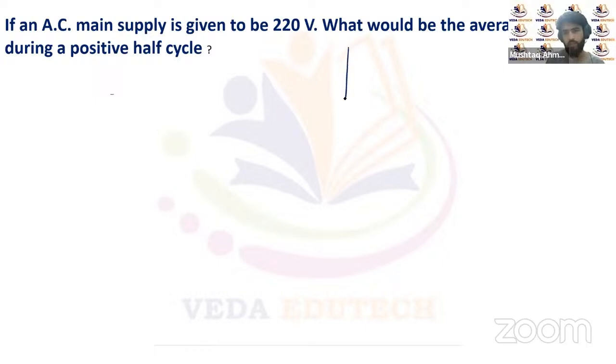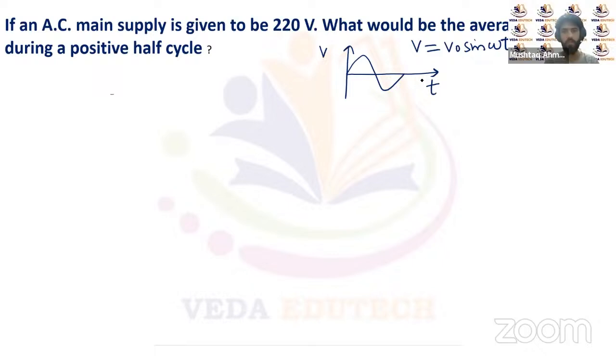Now let's suppose we have been given an alternating current or alternating voltage that's a function of time. This is how it varies sinusoidally, or we can write it as V is equal to V naught sine of omega t, where V naught is the peak value of this voltage and omega is the angular frequency.